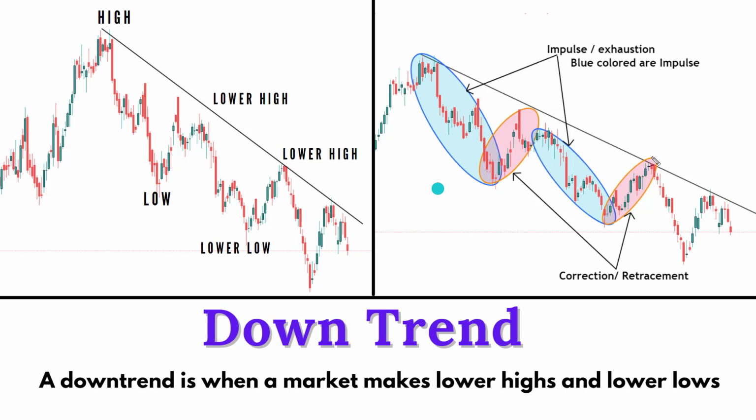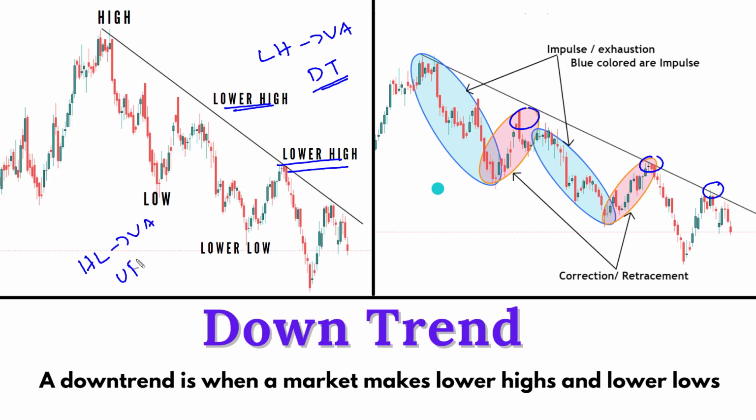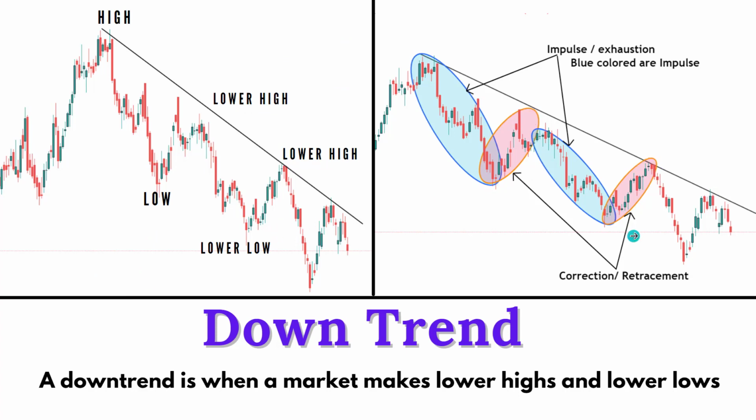If you see all these areas, which are called lower highs, a lower high is a value area in a downtrend. And I have also explained that a higher low is a value area in an uptrend. Try to note it down. I will explain in detail when we open our terminal.